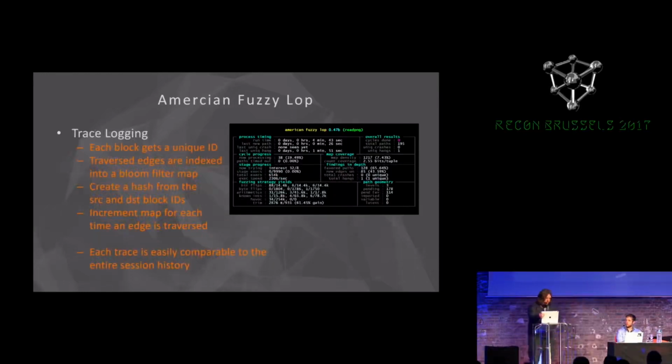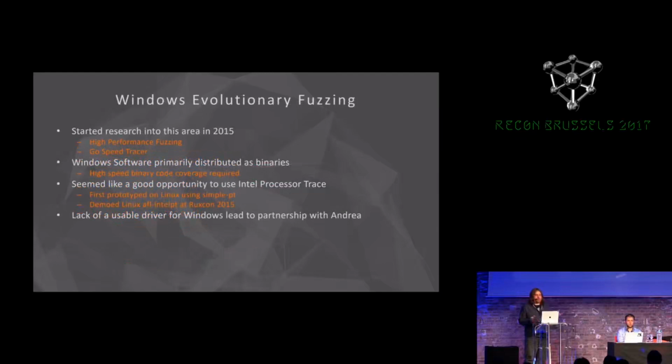So the way they do their tracing is every block gets a unique ID. The edges are indexed in that map. It creates that hash using the shift and XOR, and then we increment the map. So this was great. I was looking into this and how to optimize this and bring this to the Windows platform. Obviously, we can't use source code instrumentation for the majority of the software that we're targeting, so we needed something that could do binary targeting. And so this seemed ideal versus the other options of using Pin or DynamoRIO and so on. And so last summer, we decided to start looking into this.